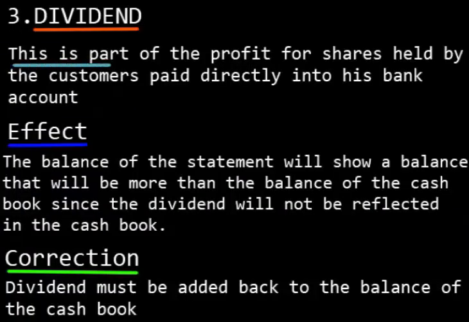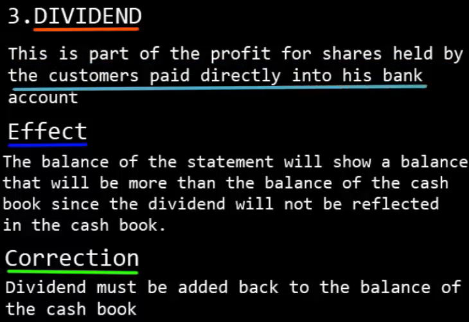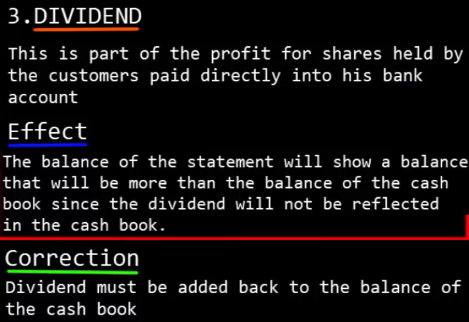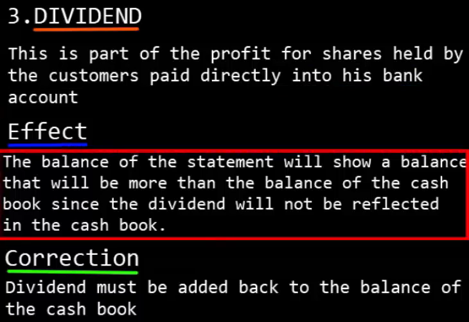Dividend: this is the part of profit for shares held by the customers paid directly into his bank account. Effect: the bank statement will show a balance that will be more than the balance of the cash book, since the dividend would not be reflected in the cash book.